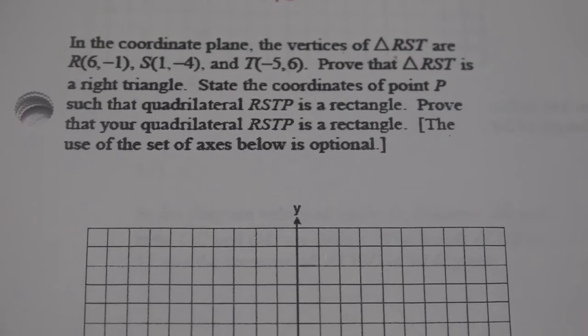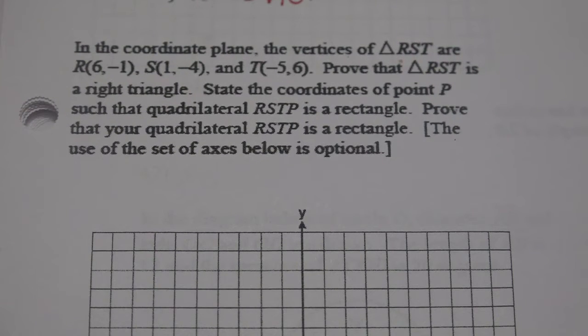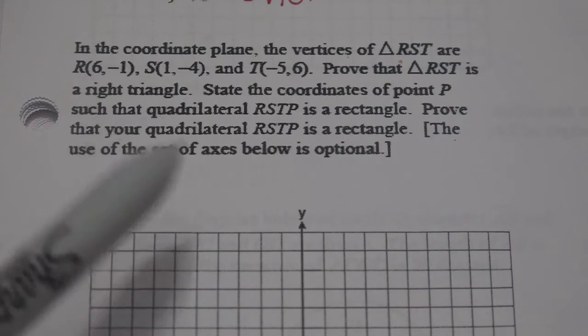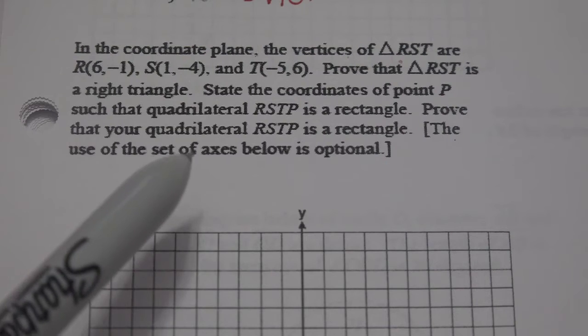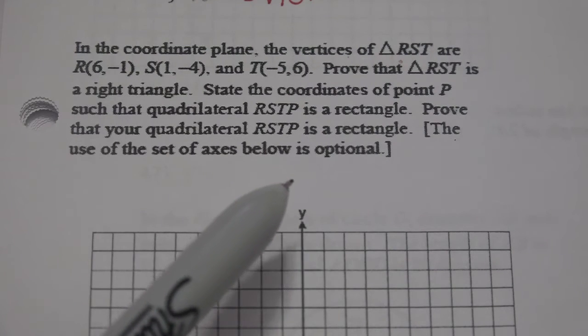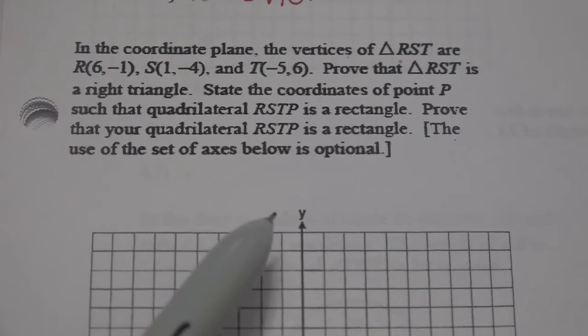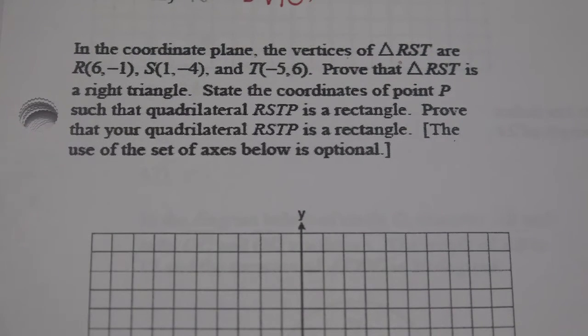So, right here. Oh my god, this is too much writing and reading. It says, in the coordinate plane, the vertices of RST are, and we have them right here. Prove that triangle RST is a right triangle. State the coordinates of P such that quadrilateral RSTP is a rectangle. Prove that your quadrilateral is a rectangle. The use of the axis below is optional. Hell no, it's not optional. I'm gonna use it. Alright?